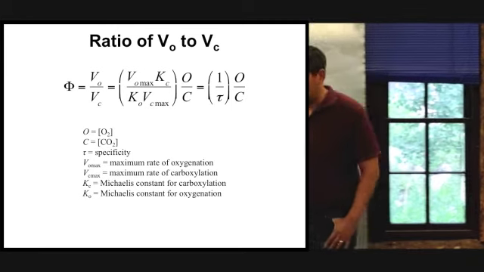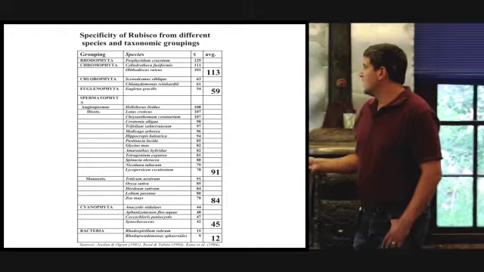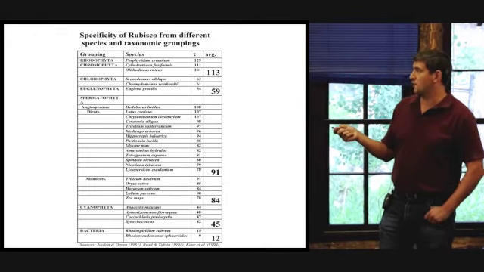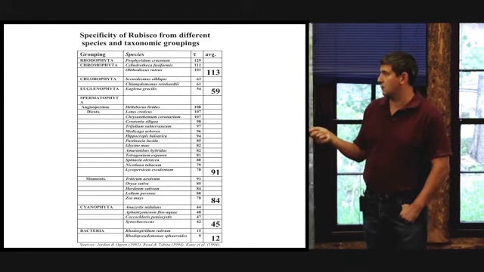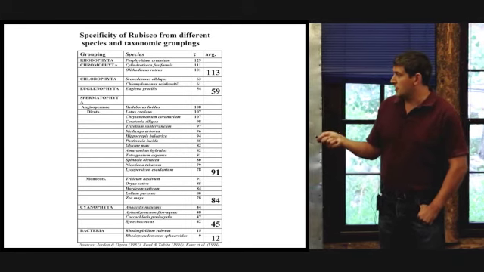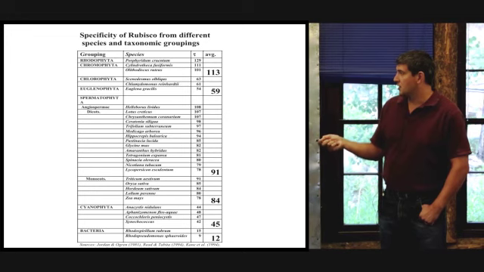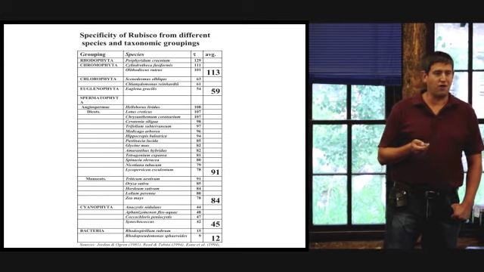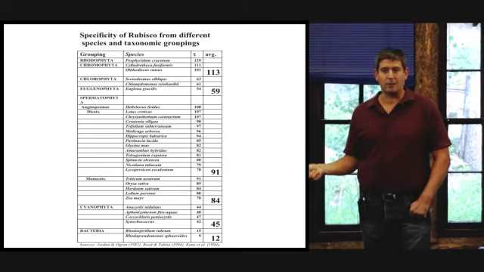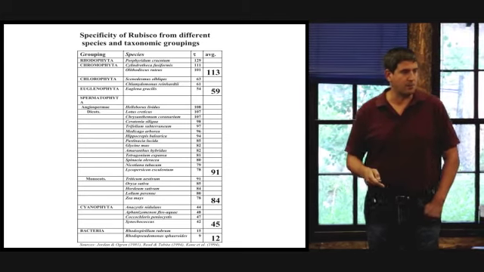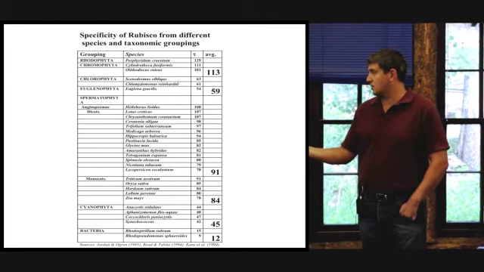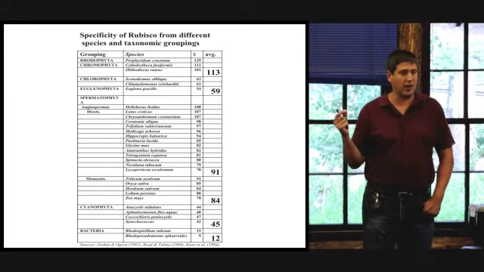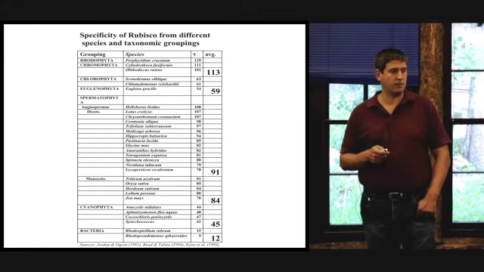And just to put this in some context, I think I have a table coming up here, yeah. Here's a table showing the specificity of various different Rubiscos from different species and taxonomic groups. And you can see here among the dicots, they basically average to about 91. That means Rubisco favors CO2 91 times more than it favors oxygen. For monocots, there's a lot of C4s in here, it's lower. So it favors carbon dioxide only 84 times more than it favors oxygen.